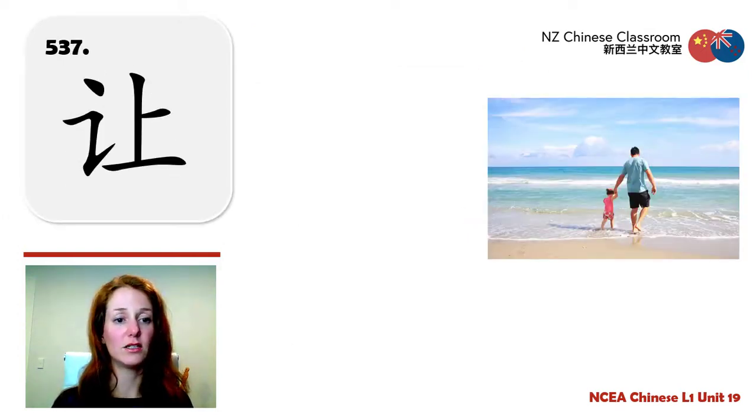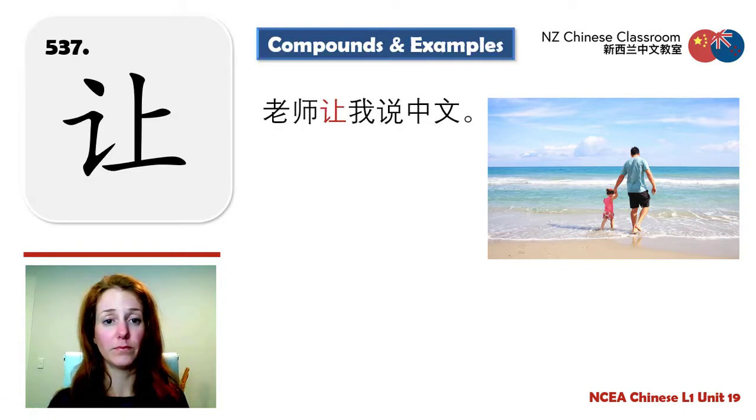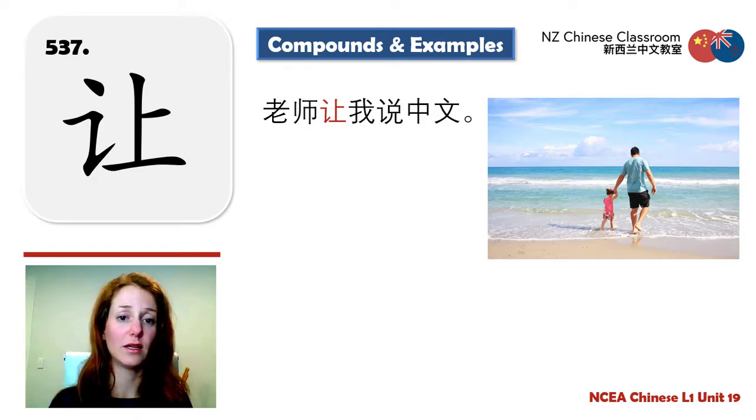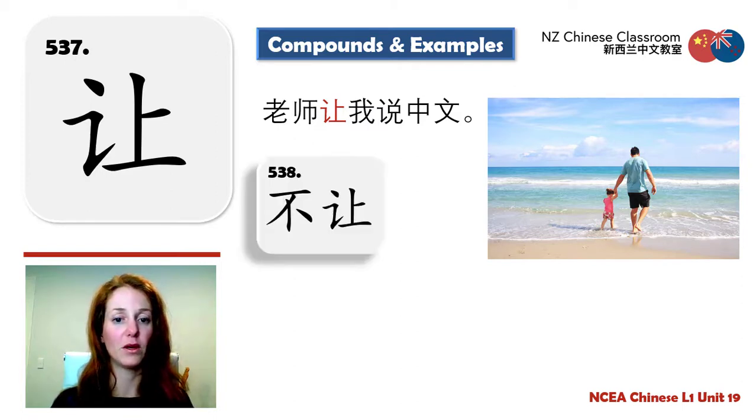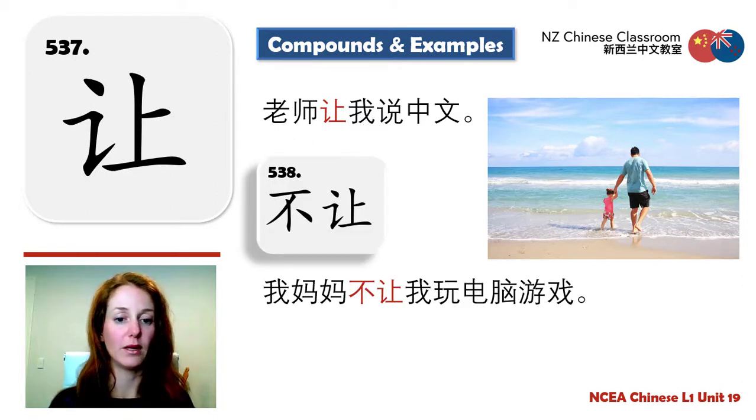Okay, 让. You see the speech radical on the left-hand side here and 上 over here. So that gives it a bit of the sound. So 让 and 上 sound quite similar. So 让 means to allow someone to do something or make someone do something. For example, 老师让我说中文. The teacher made me speak Chinese. Or it could also mean the teacher allowed me to speak Chinese, depending on the context. So I've got a picture here of a father holding a daughter's hand. So he's kind of making her come along, allowing her to come along. 不让, not allowed. 我妈妈不让我玩电脑游戏. My mum doesn't allow me to play computer games.